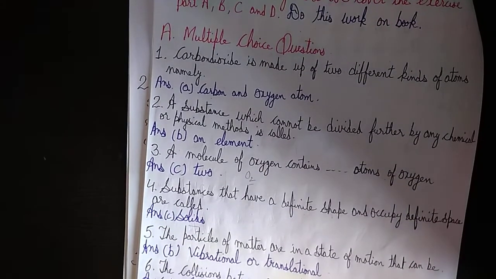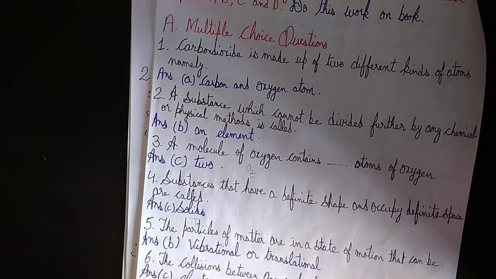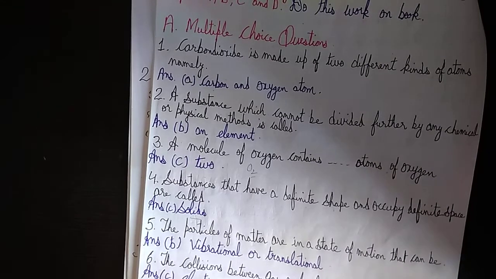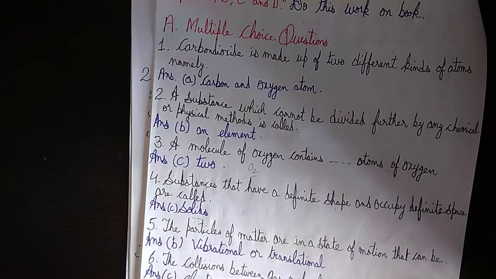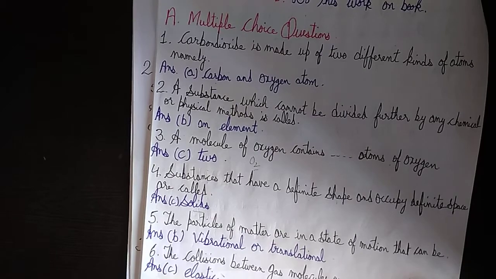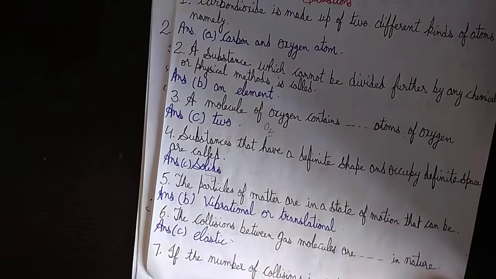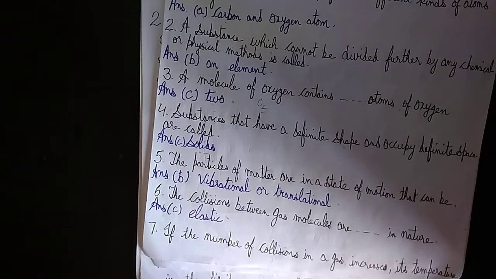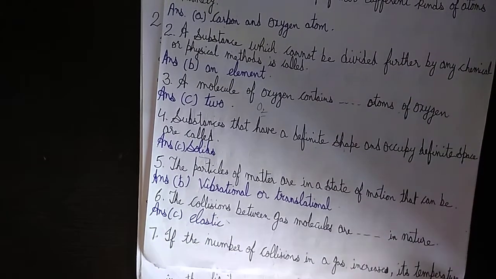Substances that have definite shape and occupy definite space are called solids. The particles of matter are in a state of motion that can be vibrational or translational. The collision between gas molecules are elastic in nature.